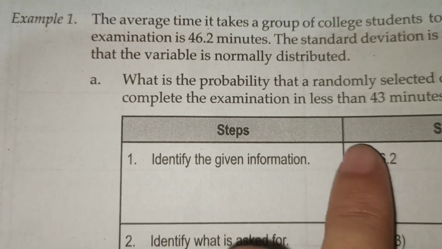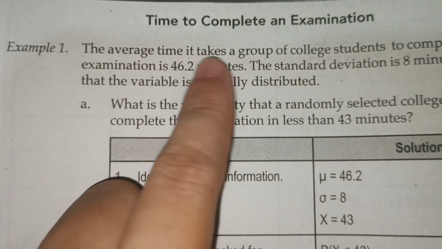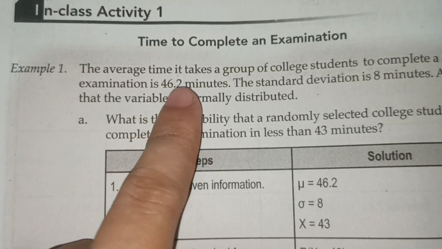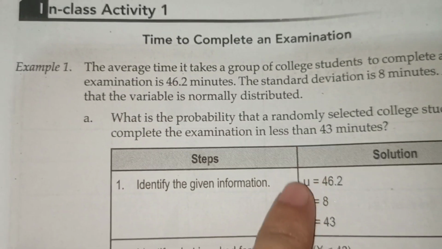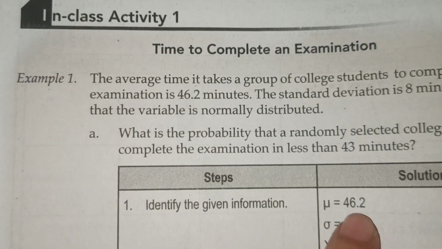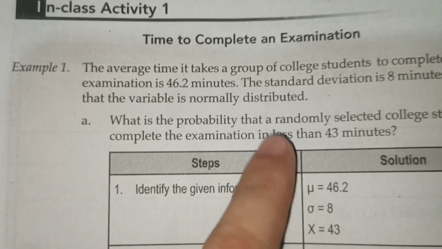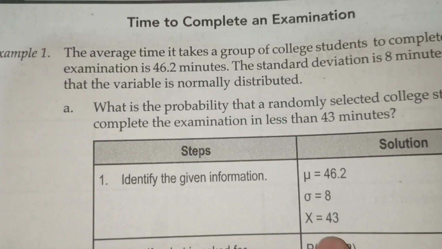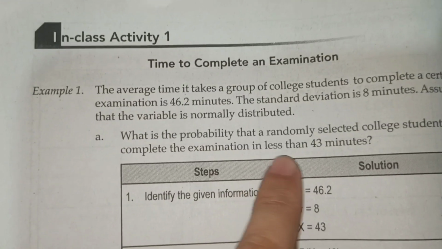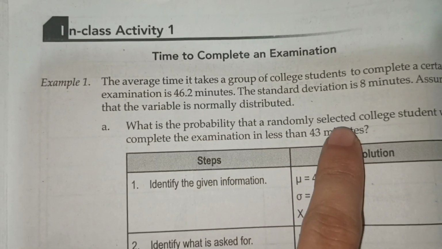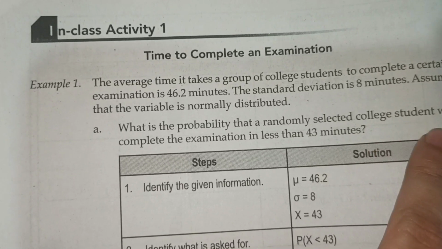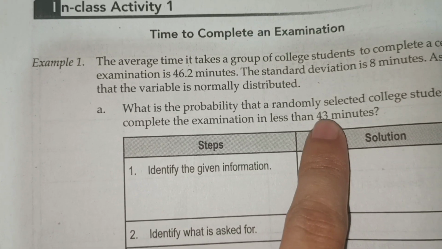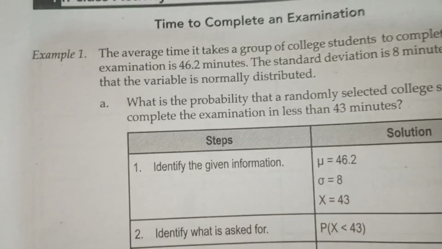Identify the given information. We have here the average time it takes a group of college students to complete a certain examination is 46.2 minutes. So, ito yon, 46.2 minutes yung average time. Next, we have the standard deviation which is 8 minutes. And sa tanong natin kanina, what is the probability that the selected college student will complete the examination in less than 43 minutes? So, ito yon, X is equal to 43.